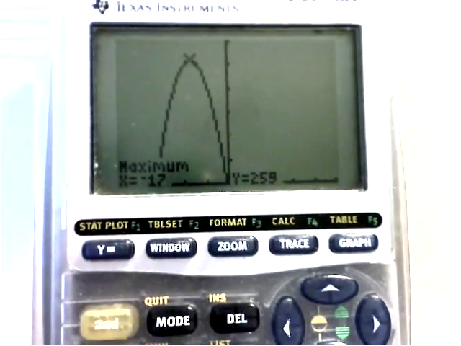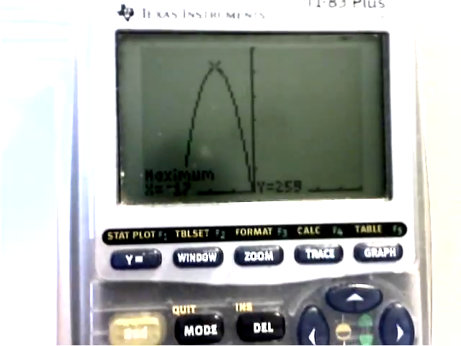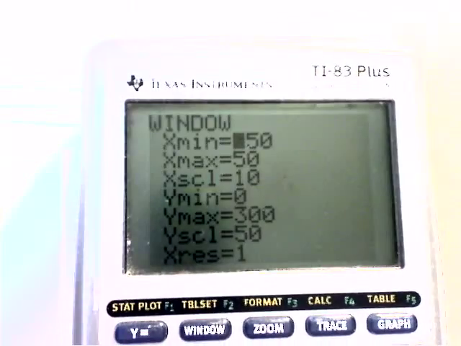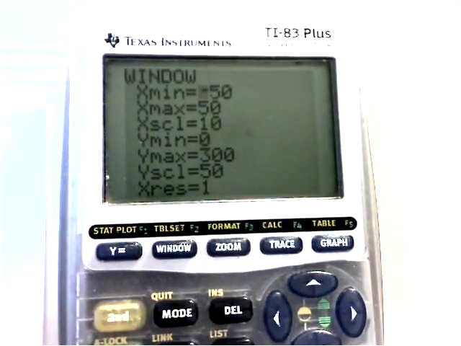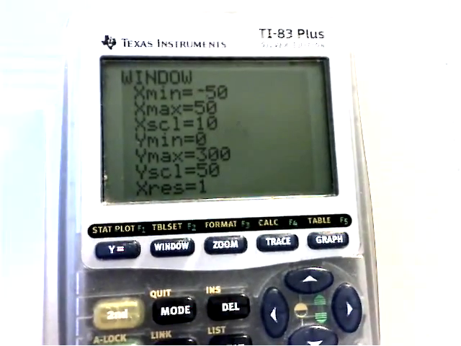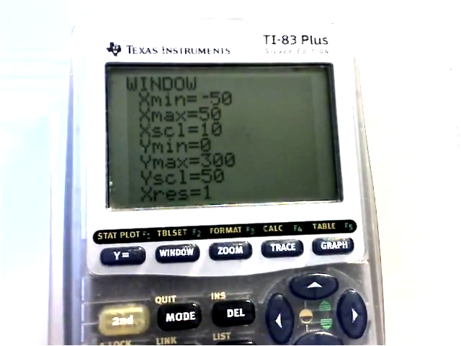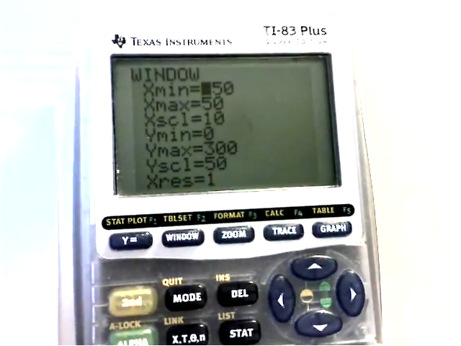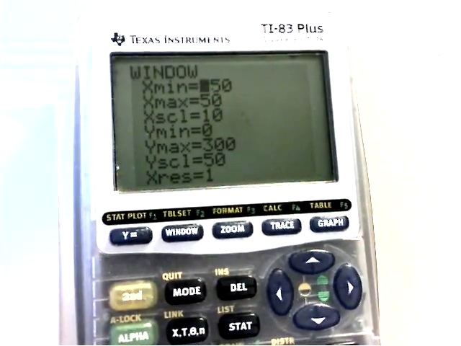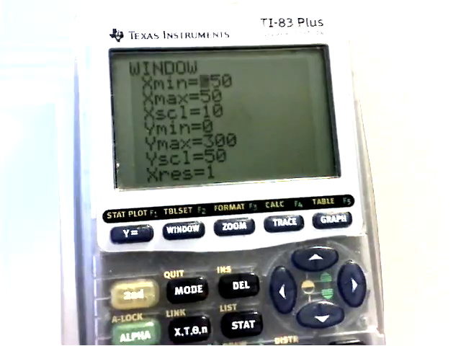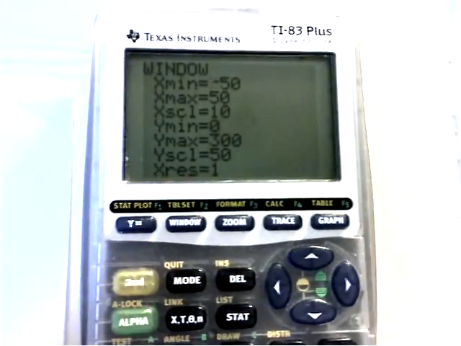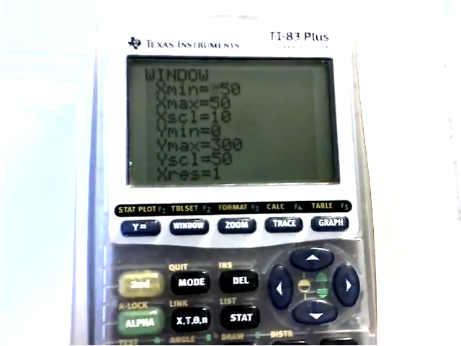And my regret is that I didn't give you what window would work. So if you press the window key, I'm telling you what that is. From negative 50 to 50 for your X min. X min is negative 50. X max is 50 with an X scale of 10. Then your Y max is 300. Your Y min is 0 with a Y scale of 50. Okay. And here I had to play around with that in order to view that maximum point.